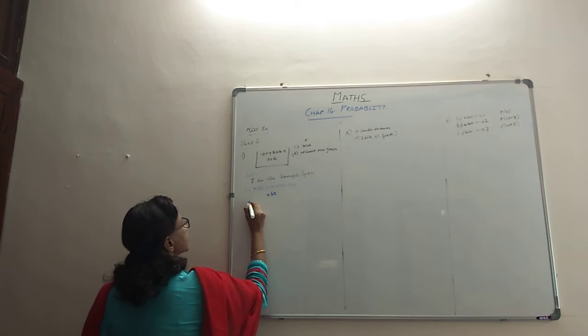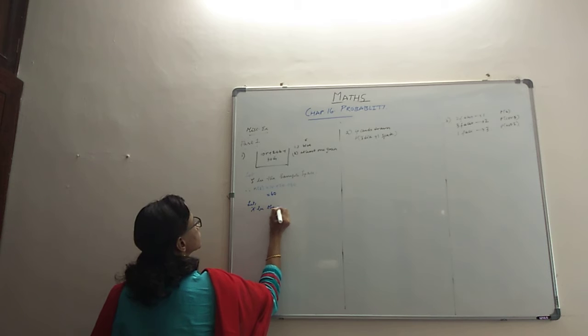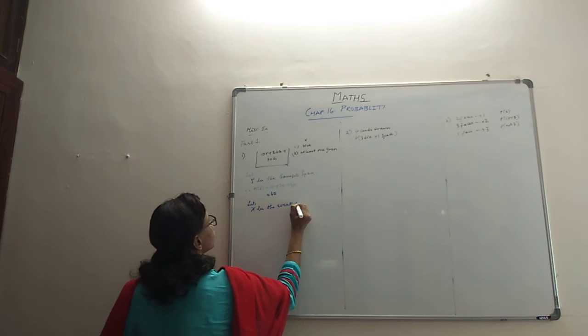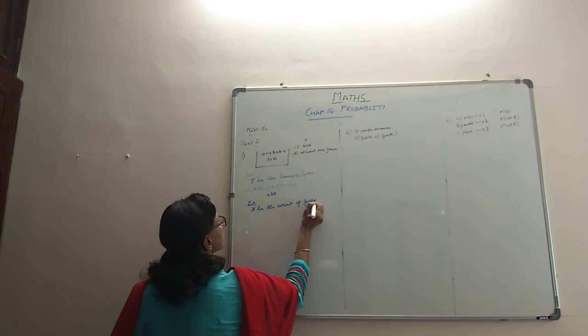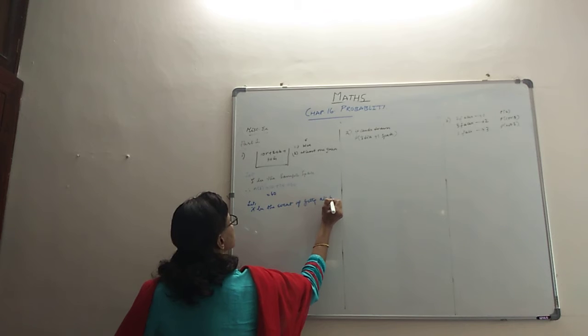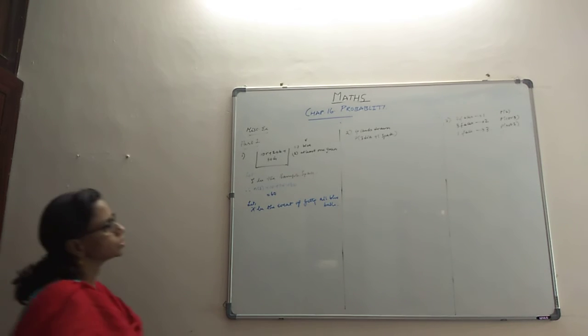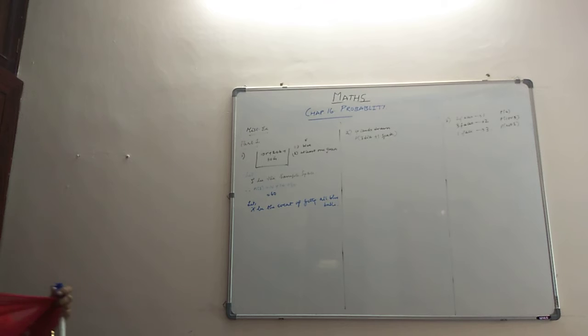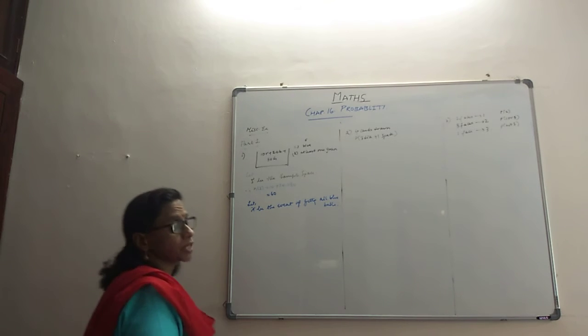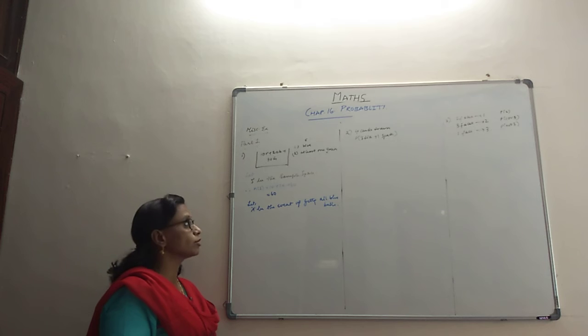Let's define the first event. Let A be the event of getting all blue balls. No, we shouldn't say that n of S is 60. Why? Because we're drawing 5 balls, right? If we keep n of S as 60, it means 60 choose 1, so that will not be correct.